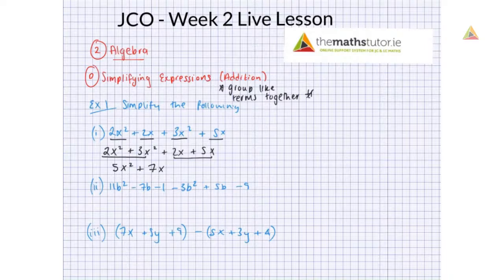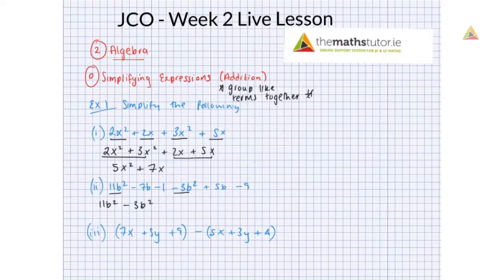Next example, we're going to group like terms together. So let's look at the b squared terms. We have 11b squared and you have minus 3b squared. There's no other b squared terms, so it's 11b squared minus 3b squared. And remember, I brought over the minus because there's a minus in front of the 3.